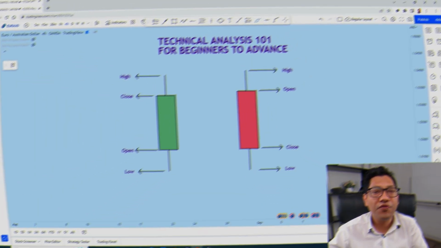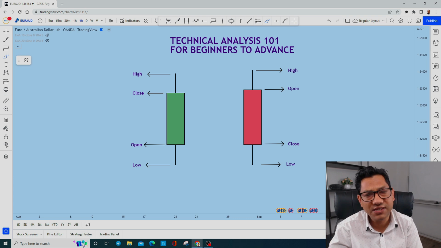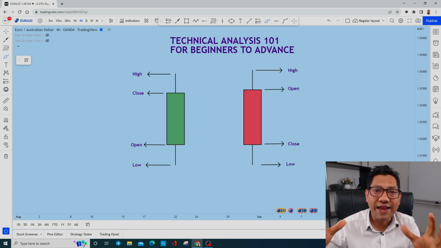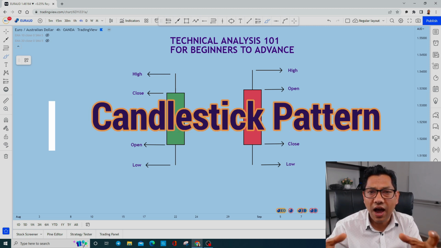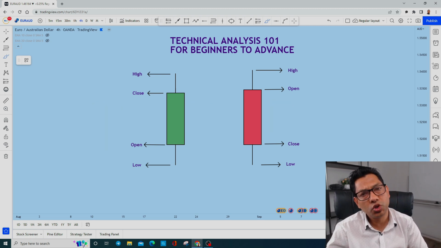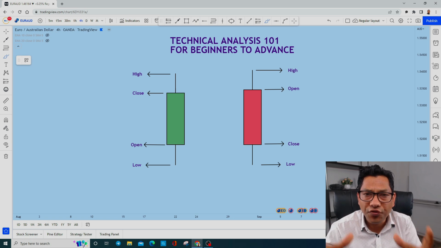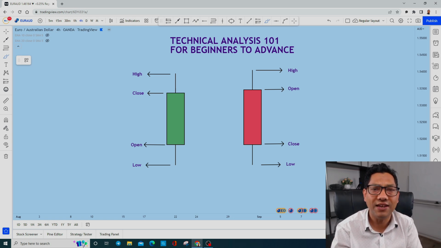Okay guys and girls, so first thing in technical analysis you need to understand is candlestick. So what is a candlestick? Candlestick is the alphabet of the market. To read the market, you need to first learn to read the candlestick. So how do you read a candlestick?